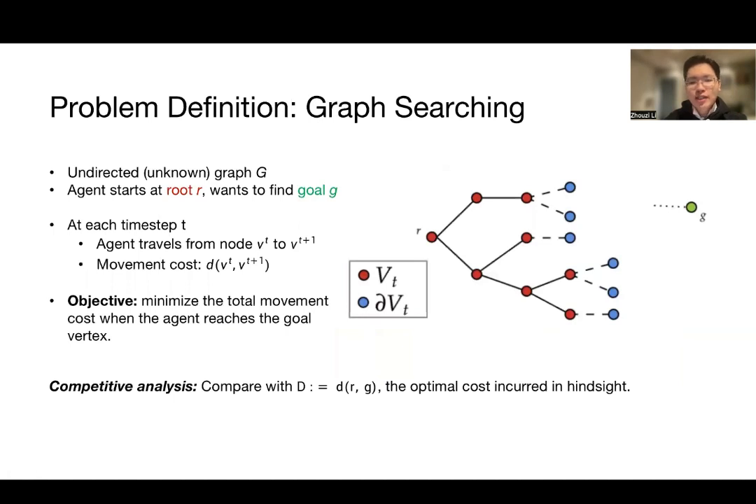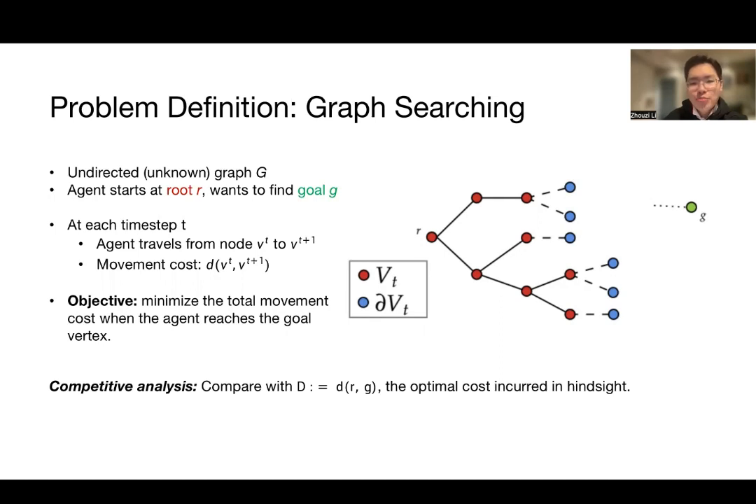In an undirected unknown graph G, an agent starts off at some root R looking for a goal G. As shown in the figure, the red vertices are explored, and the blue ones are on the boundary. At each time step t, the agent chooses a vertex on the boundary and moves there, paying the distance as the movement cost. The objective is to minimize the total movement cost when the agent reaches the goal.